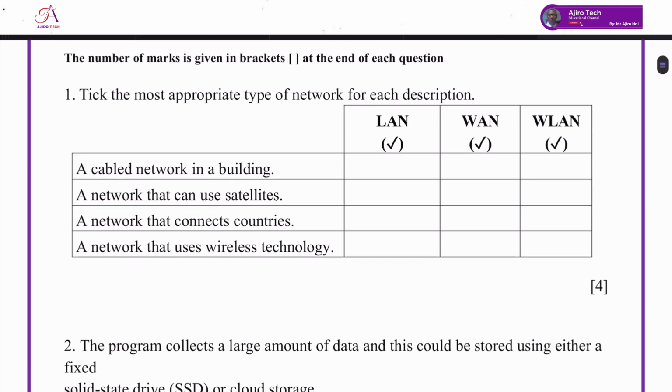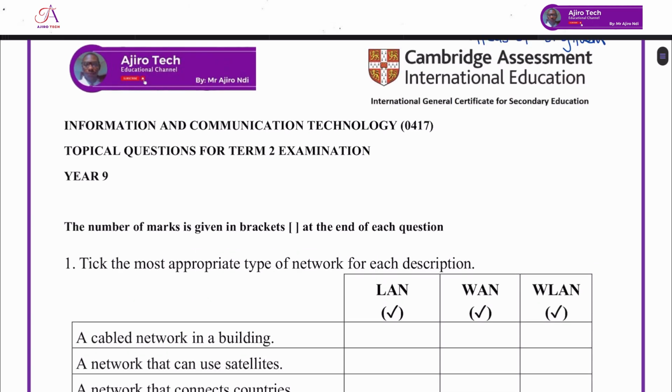Tick the most appropriate type of network for each description. So here we have the LAN, we have the WAN, and we have the WLAN. So these right here are your types of networks. So they are network types. So it's important for us to look at each of them. Let's talk about a LAN, and then we can proceed to WAN and then WLAN.